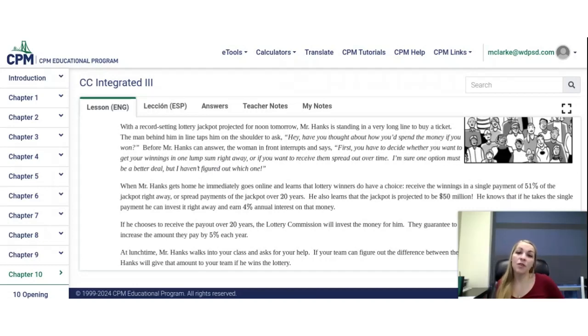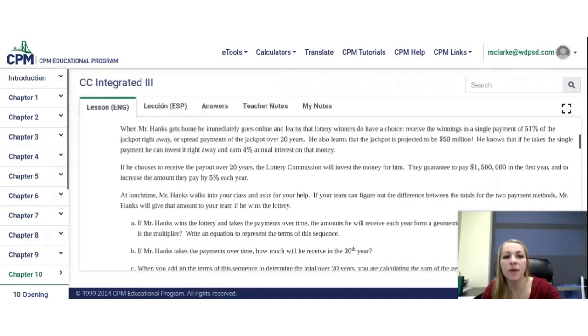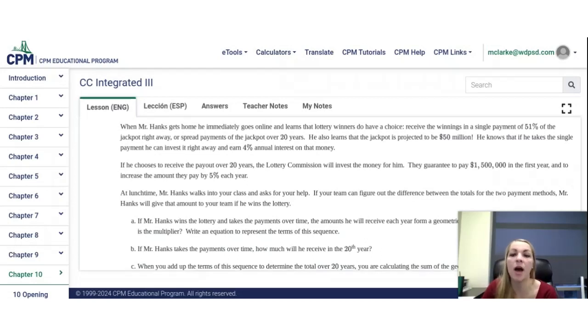And just a side note, this is true. You can choose to do either one of these options. So when Mr. Hanks gets home, he immediately goes online and learns that lottery winners do have a choice: receive the winnings in a single payment of 51% of the jackpot right away, or spread the payments over 20 years. So you might be wondering why only 51%. Well, if you win the lottery, it looks like almost half of it goes to taxes. So that's kind of fun.